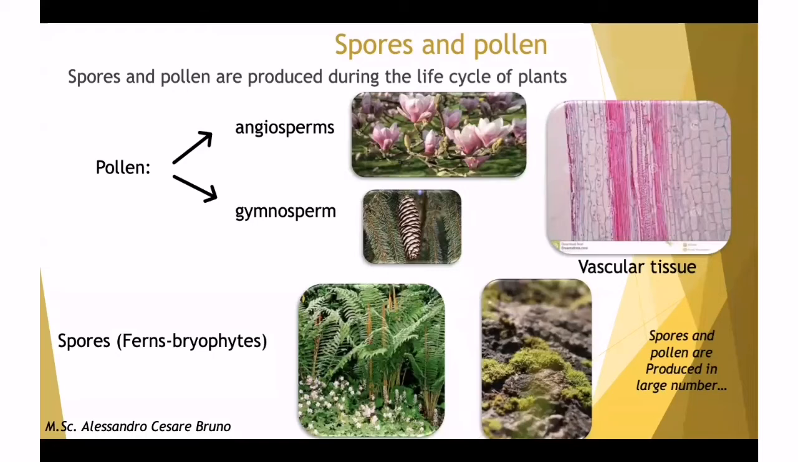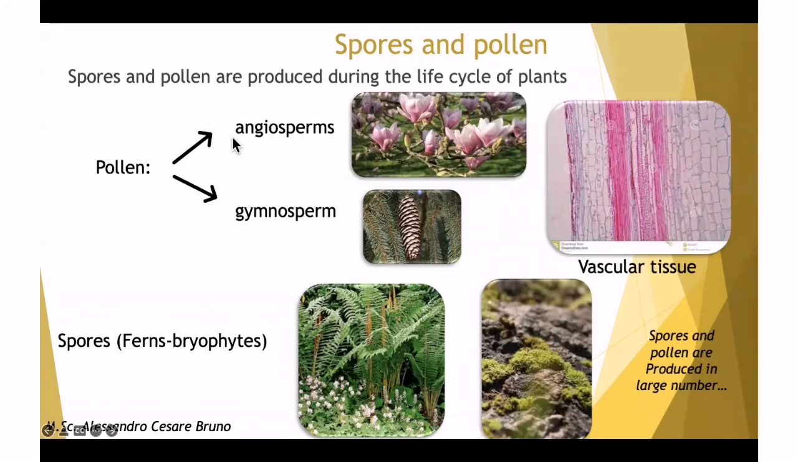Now, we finished with the classification of marine palynomorphs. We can start with the general classification and general characteristics of another group of palynomorphs, which are spores and pollen. And what are spores and pollen? Well, spores and pollen are produced during the life cycle of the plant. Generally, pollen grains are produced by angiosperms and gymnosperms.